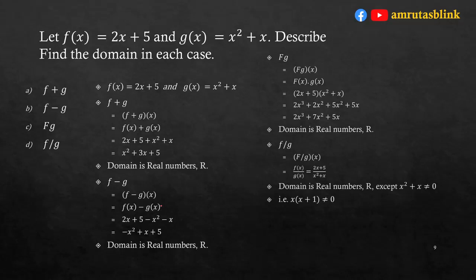Now we can simplify x square plus x, which is not equal to 0, as x into bracket x plus 1 should not be equal to 0. That means x should not be equal to 0 and x plus 1 should not be equal to 0, that is x should not be equal to minus 1. Hence domain of this function is all the real numbers except 0 and minus 1.